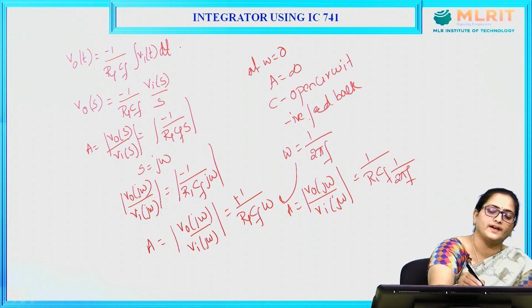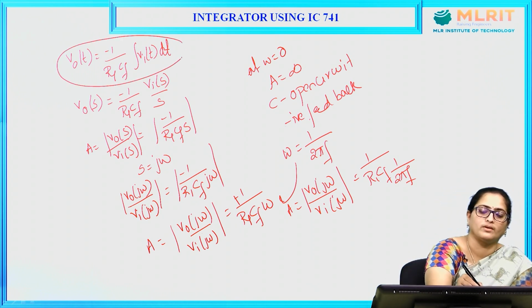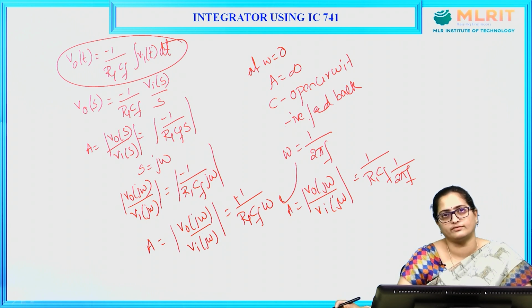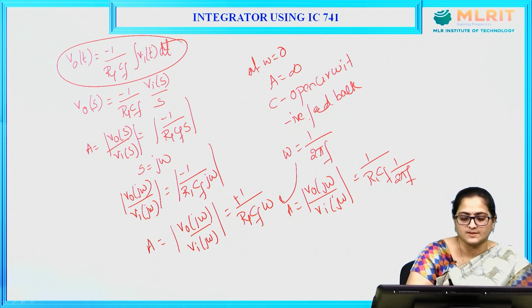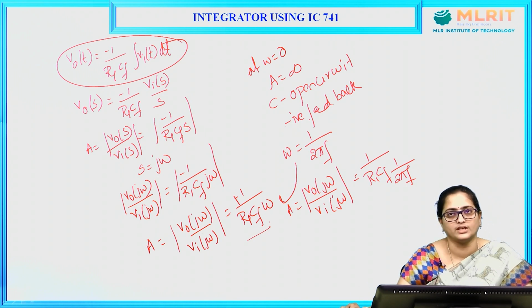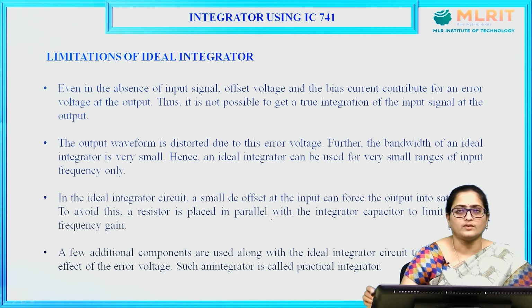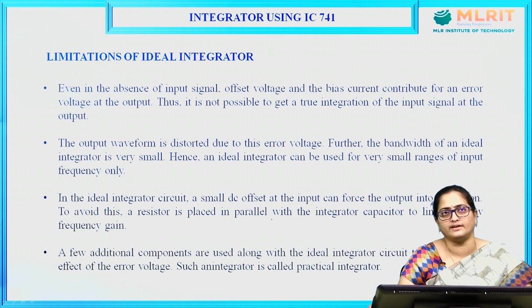So the output of an ideal integrator is given as minus 1 by R1 CF integral of Vi of t dt, and from this expression we determine that at low frequencies the gain becomes infinity. So what are the limitations of an ideal integrator?